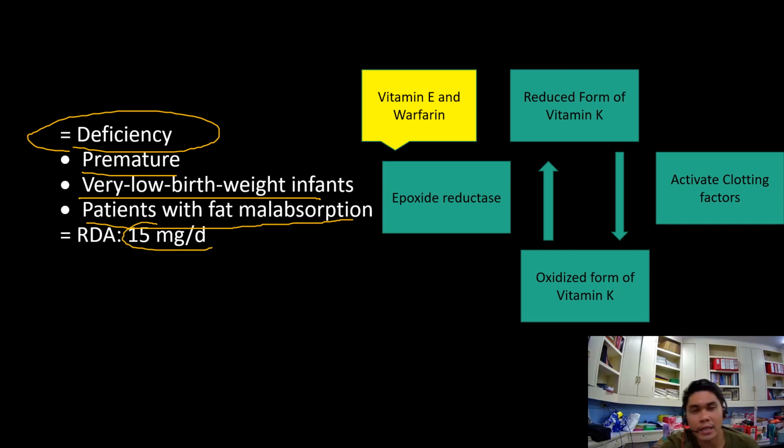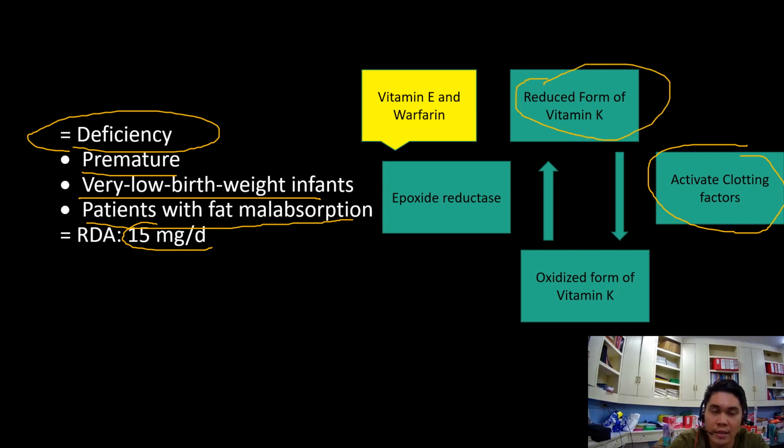Now, regarding vitamin E, let's connect that with clotting or coagulation or bleeding. We have clotting factors that are dependent on vitamin K. Examples of vitamin K dependent clotting factors are 2, 7, 9, and 10. The reduced form of vitamin K will activate clotting factors 2, 7, 9, and 10.